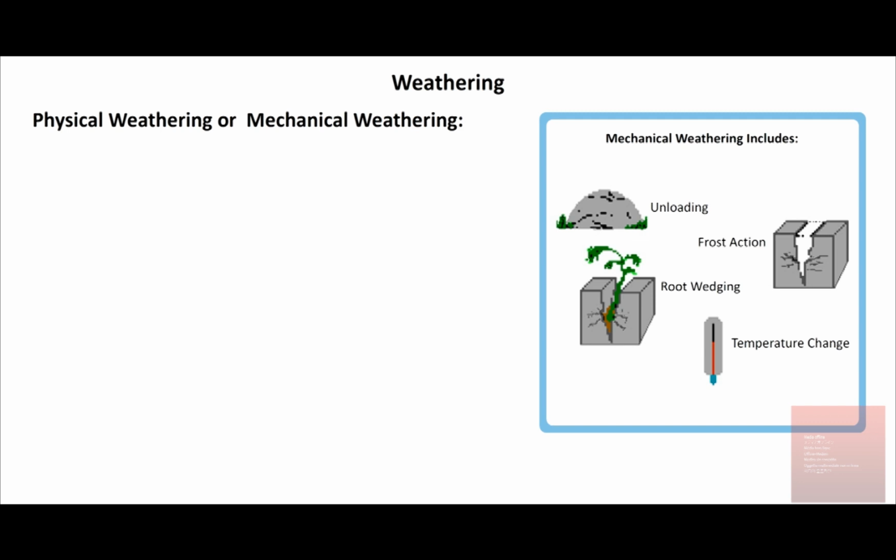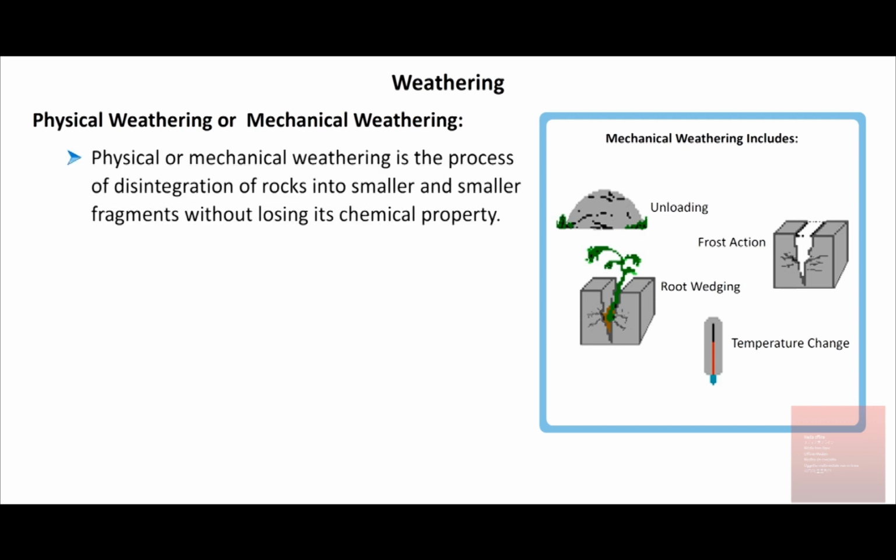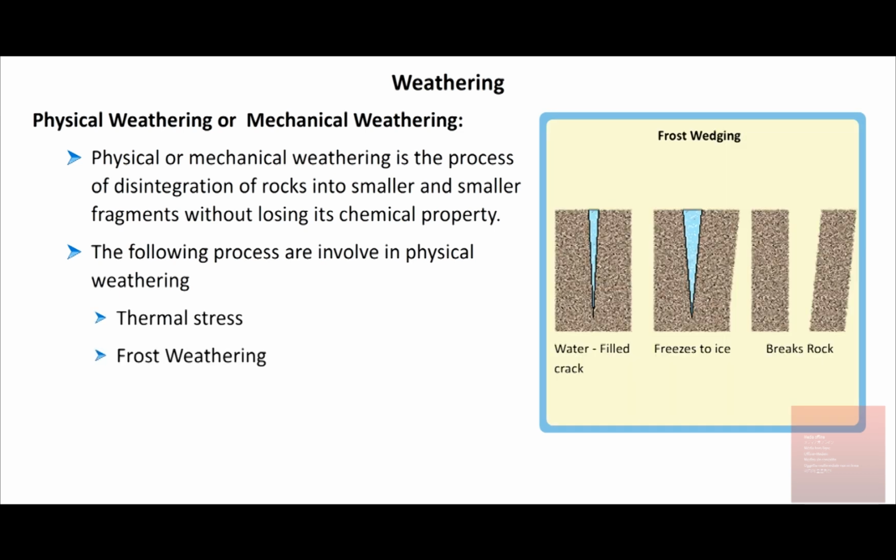Physical weathering or mechanical weathering. Physical or mechanical weathering is the process of disintegration of rocks into smaller and smaller fragments without losing its chemical property. The following processes are involved in physical weathering: thermal stress, frost weathering, salt crystal growth.